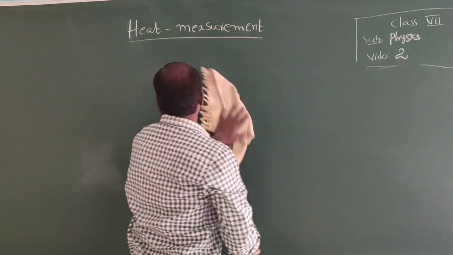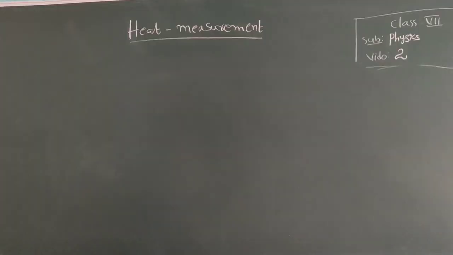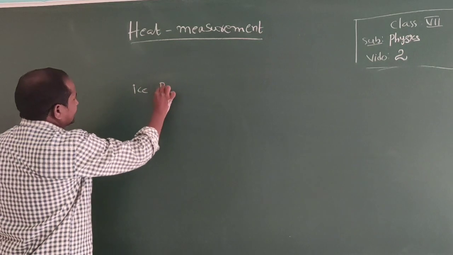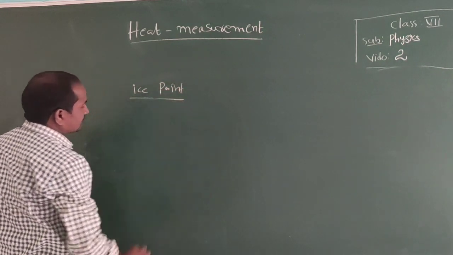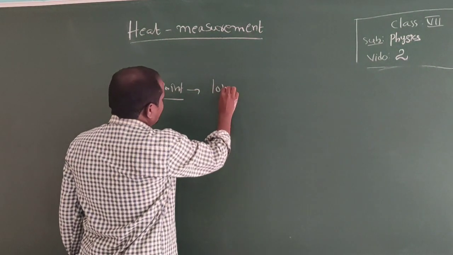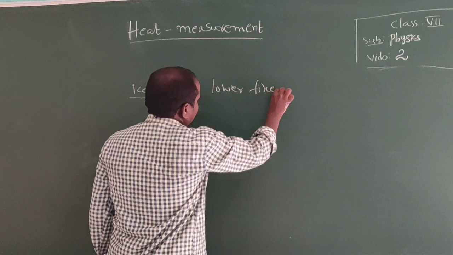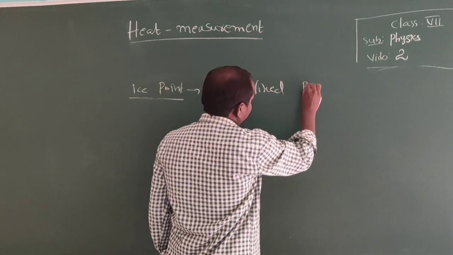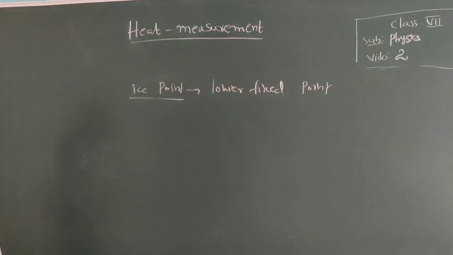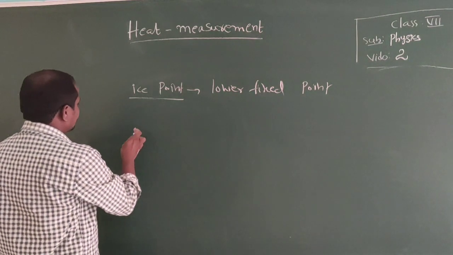Okay, from this video, the melting point, the ice point, is nothing but a lower fixed point. Next one, boiling point of water. It is nothing but an upper fixed point.